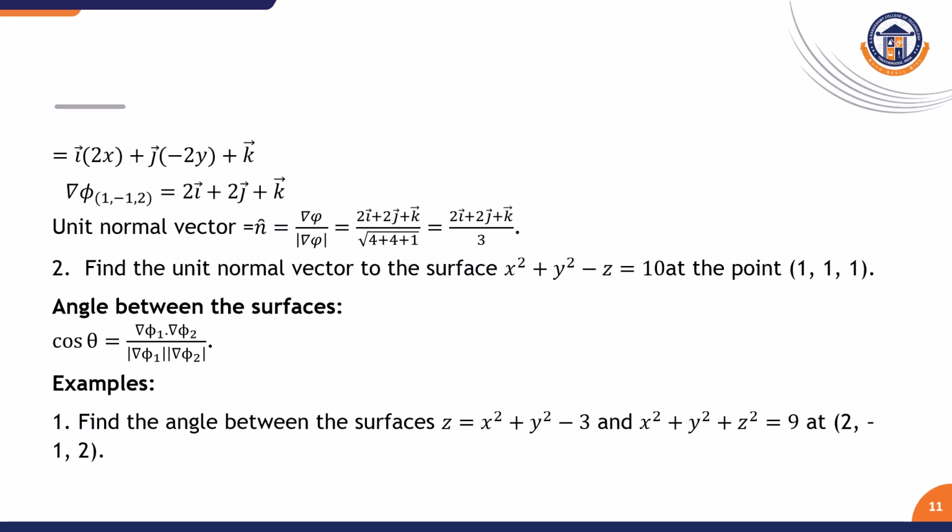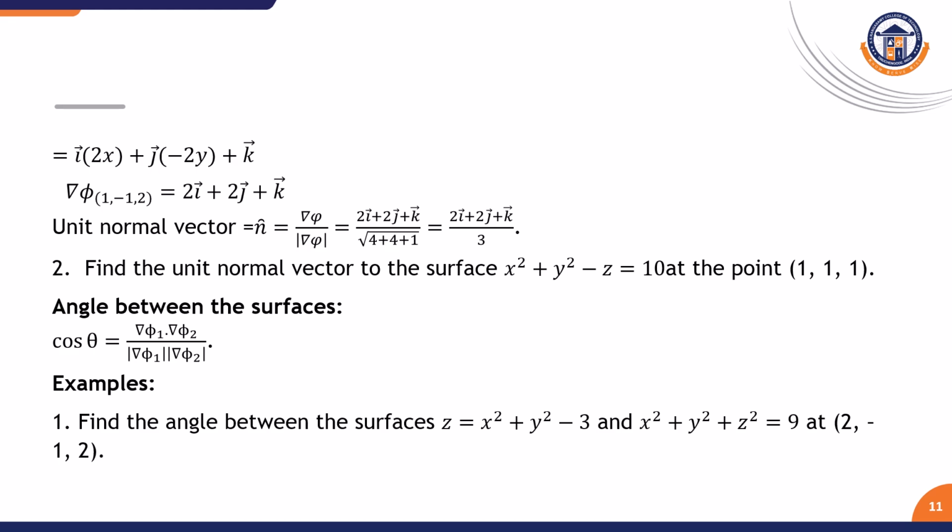The next topic is a very important topic, angle between two surfaces. So cos theta is equal to del phi 1 dot del phi 2 by modulus del phi 1 into modulus del phi 2. Here phi 1 is the first surface, and phi 2 is the other surface.